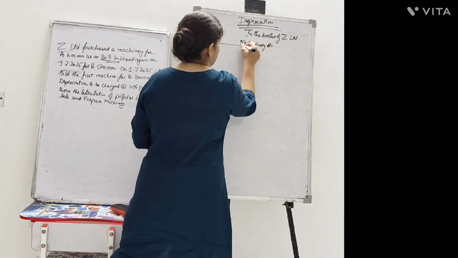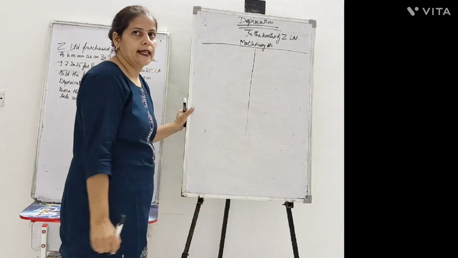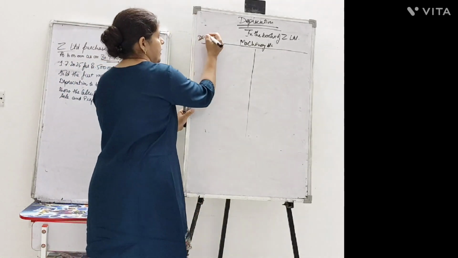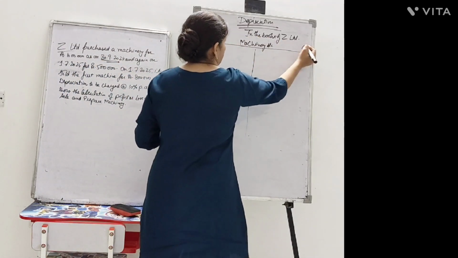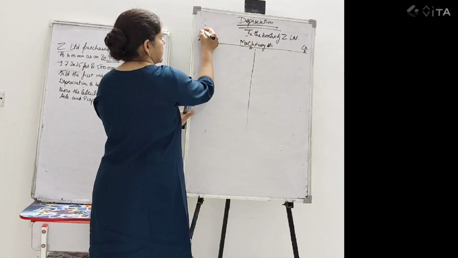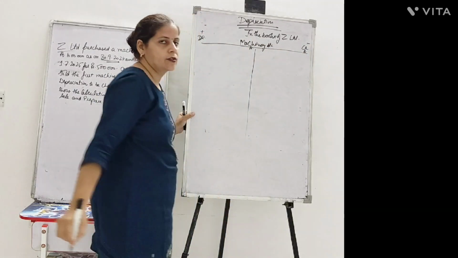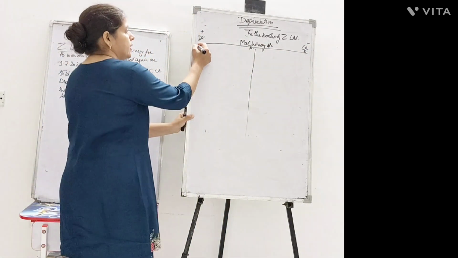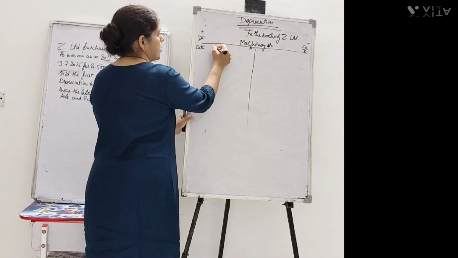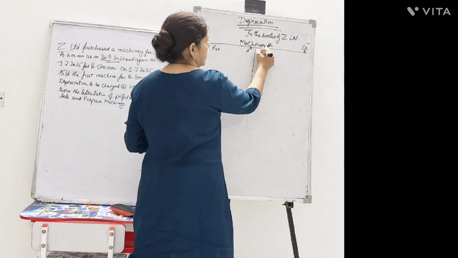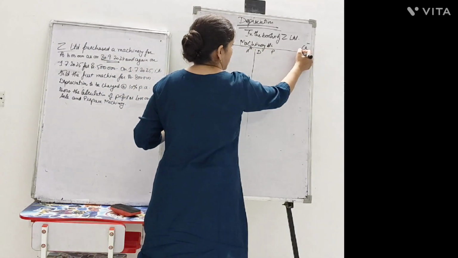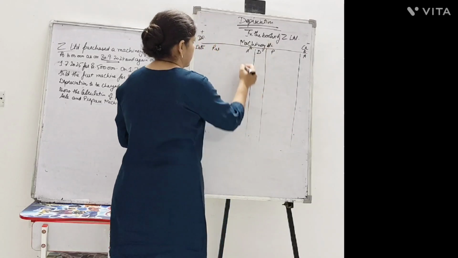As I have already told a number of times, for an account we have the debit side and the credit side. Because it's an asset account, its plus would be on debit and less would be on credit. We will have the date column, particulars column and amount column, and we will get it started.